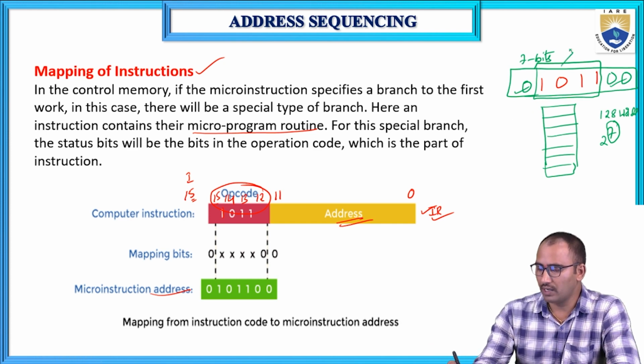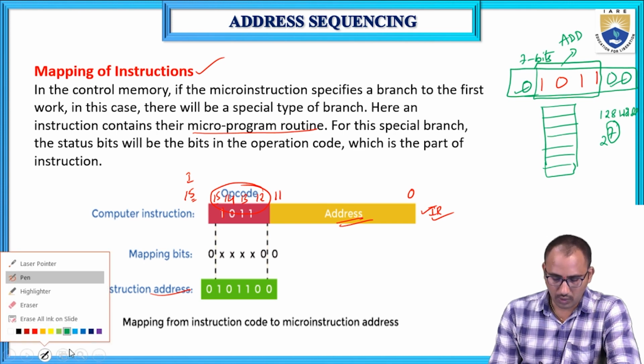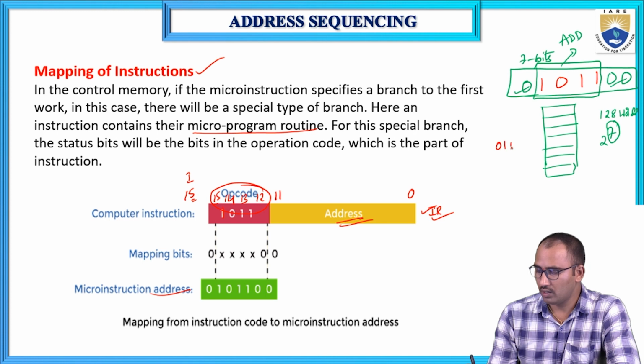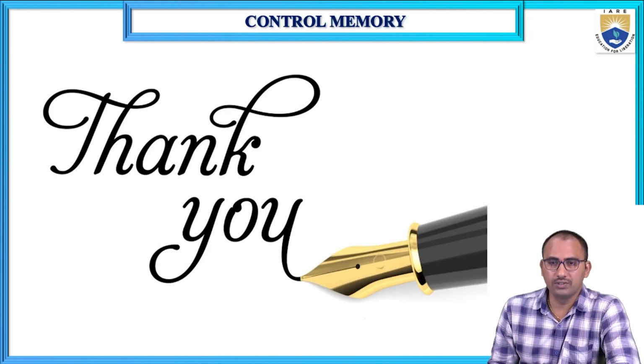So what is the operation 1011? We have assumed add. For the add operation, the corresponding add micro routine program is available at location 0101100. So this is the mapping of instructions, mapping from the instruction code to the micro instruction address. In this lecture we have seen how the address of the next micro instruction is generated. In total, we have discussed 4 ways to generate the address of the next micro instruction.